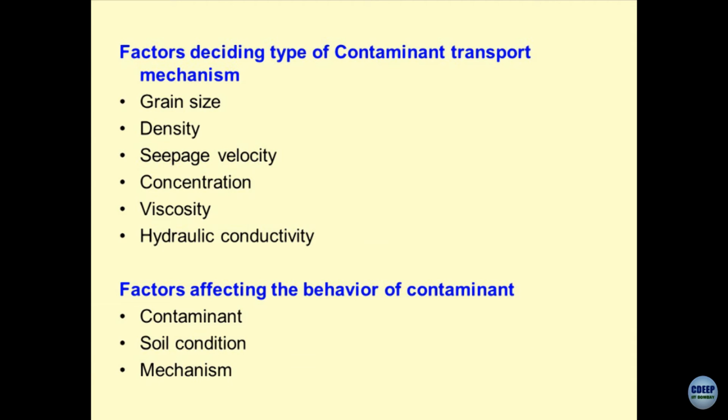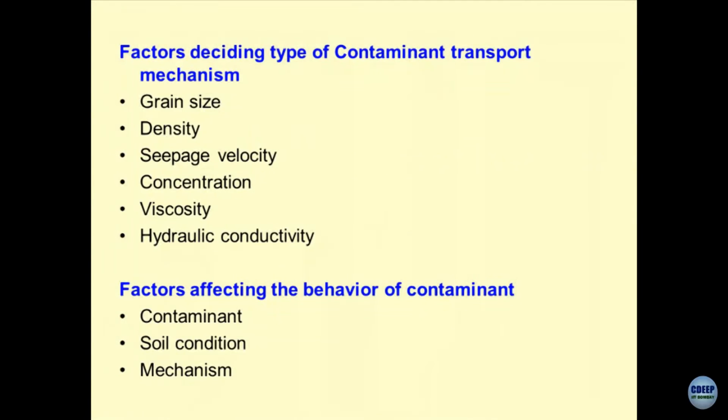Now, what are the parameters which will be affecting the contaminants themselves? So, type of contaminant and its concentration, and its activity. So, whether it is reactive, non-reactive, radioactive, non-radioactive. So, the type of contaminants, the type of the soil condition. So, this is a big matrix which people are trying to solve.